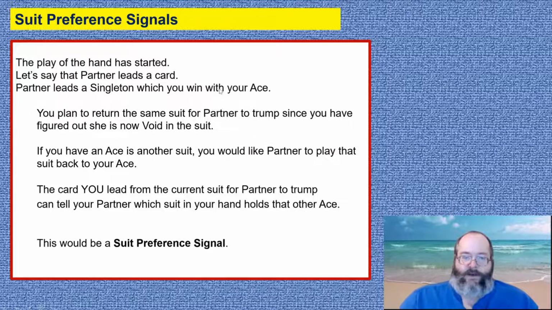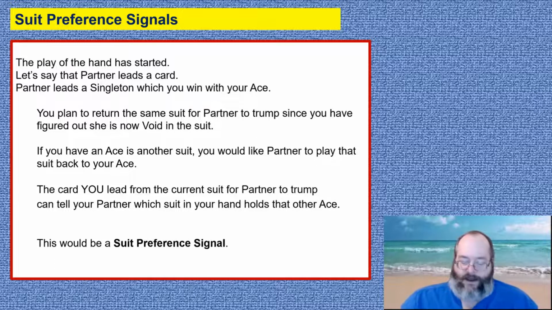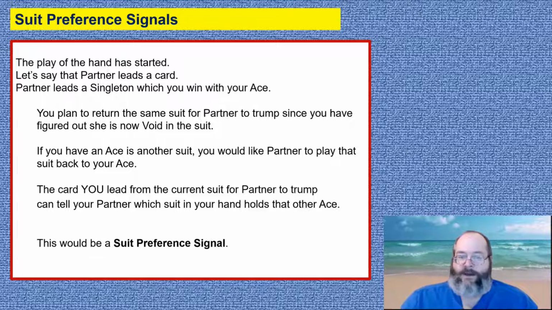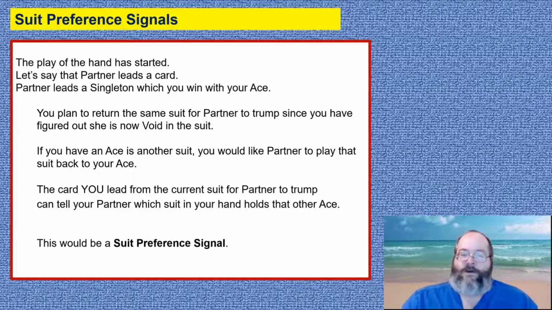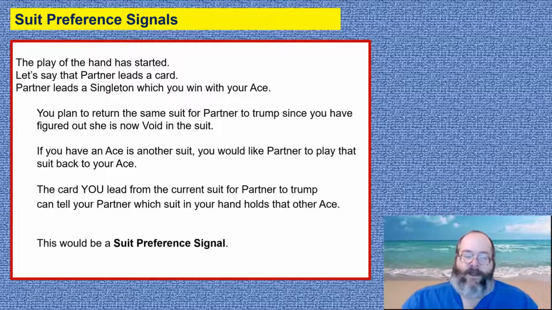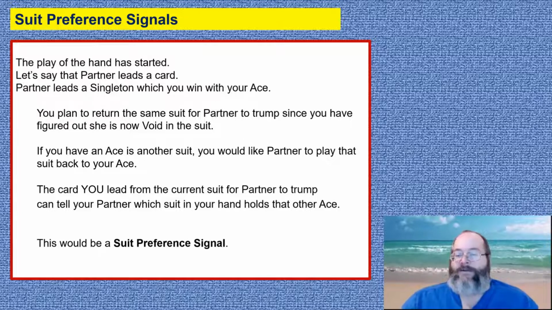So, the play of the hand starts, partner leads a card, a singleton, and you're going to win with your ace. You think it's a singleton because of the bidding, because of the cards you can see, because of what you have in your hand. For some reason, you think this is a singleton. You plan to return the same suit. You have an ace in another suit.